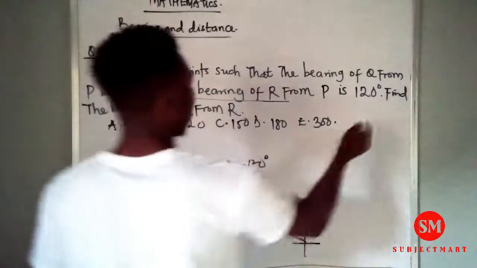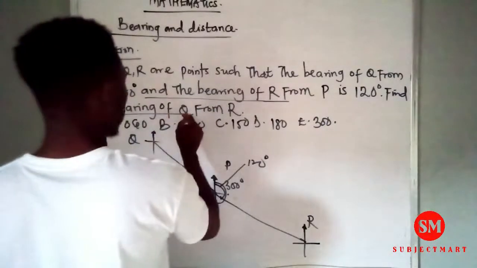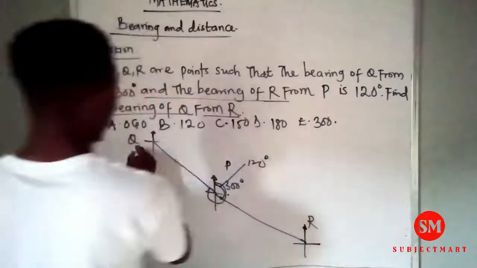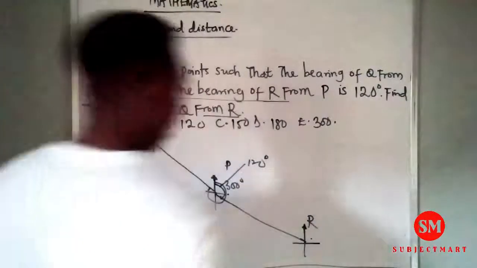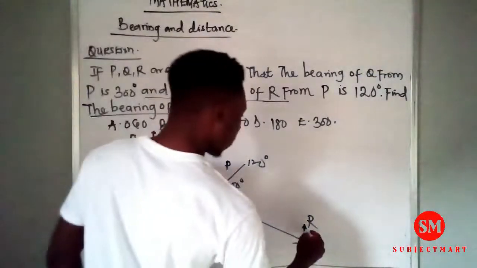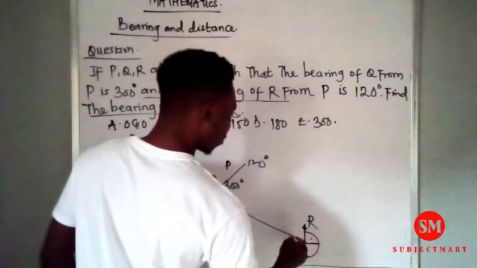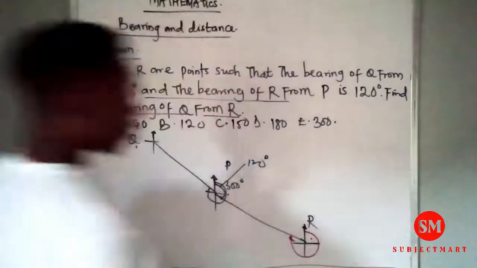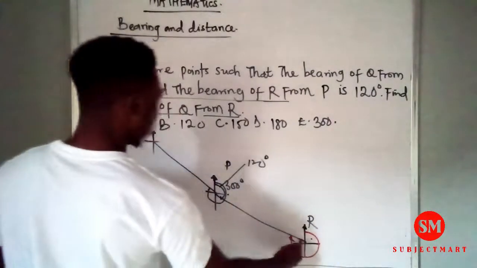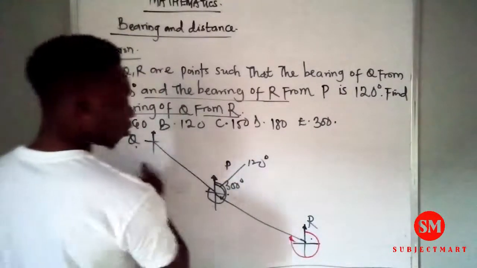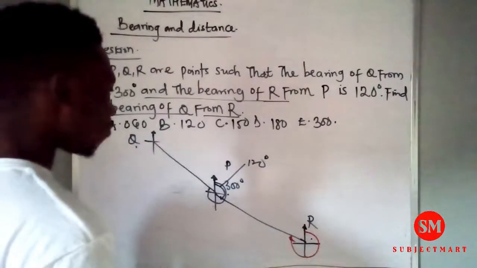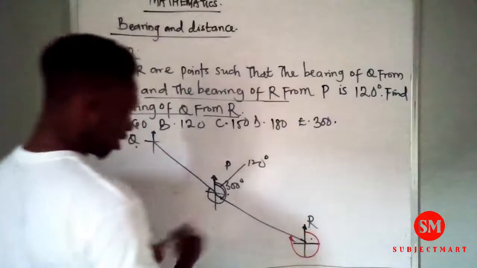We have it here. They said, find the bearing of Q from point R. I'm looking for the bearing of Q from this point R. So what are we simply doing? We're simply looking for the value of this place back to this place. That is what we're simply looking for. Now, this is the only line that can connect Q, so we'll have to trace it back to this line. But now we have to have full understanding of what we're treating here.